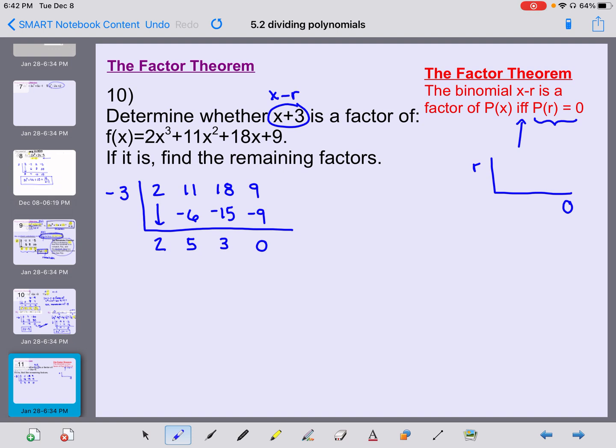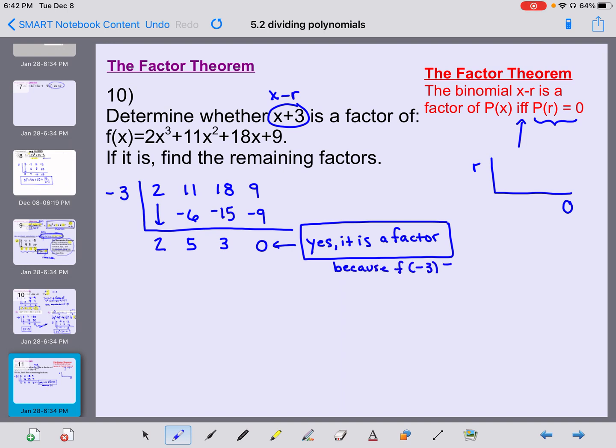Okay, so you get a 0 at the end. So this is your indication, yes, it is a factor. x plus 3 is a factor because we got a remainder of 0. So, if it's an explain, because f of -3 is equal to 0. That's this part over here. f of -3 is equal to 0. So x plus 3 is a factor. If it is, find the remaining factors.